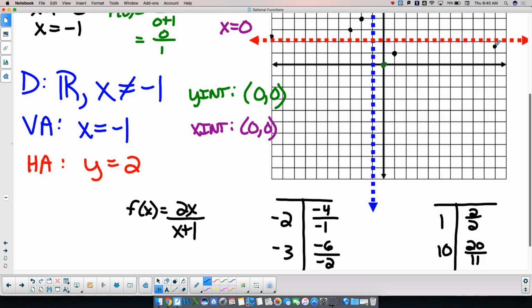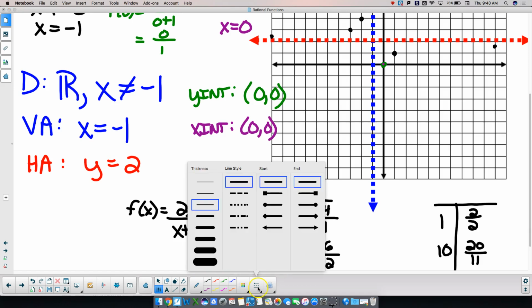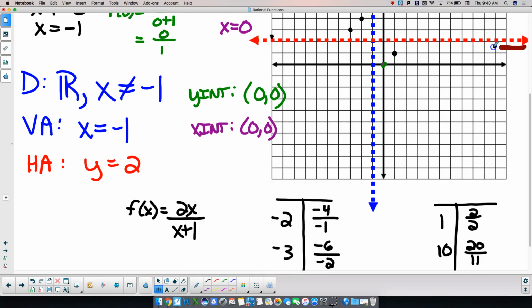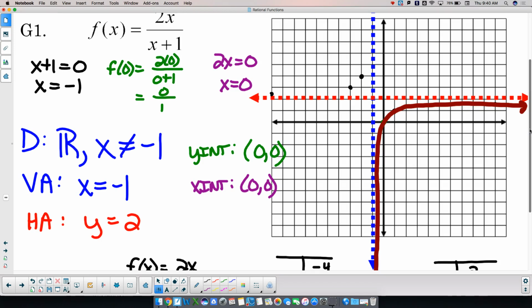Alright? So now I can draw in my function. So my function is going to come through here, and then it's going to make a turn down and go tight to my asymptote. And on this side, my function is going to start here and then make a turn up and be tight to my asymptote.